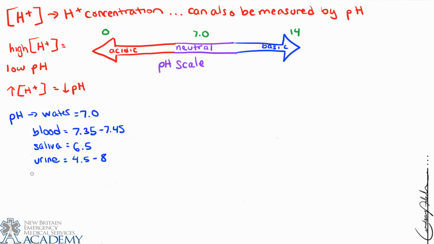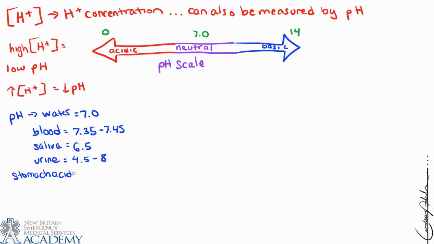And the reason that the pH can range so much is because the kidneys are able to compensate for a rise in hydrogen ion concentration in the blood or a decline in hydrogen ion concentration in the blood, and can eliminate through the urine more or less hydrogen ions in order to accommodate the needs of the body.